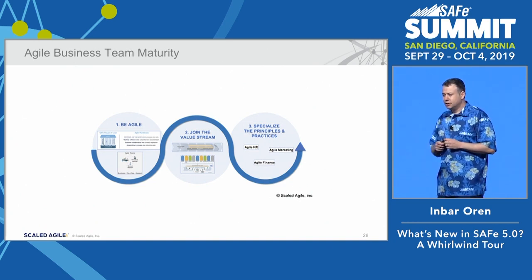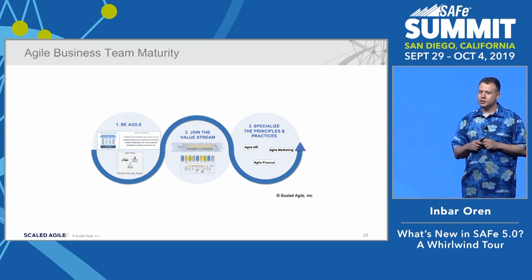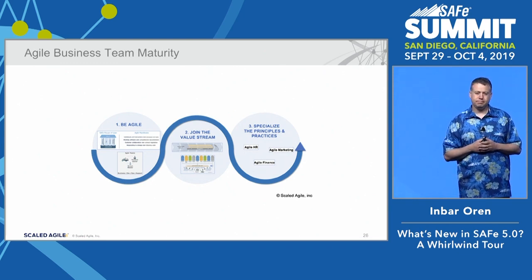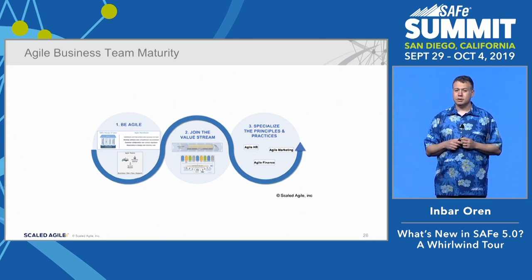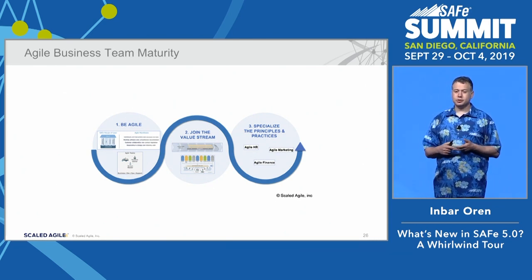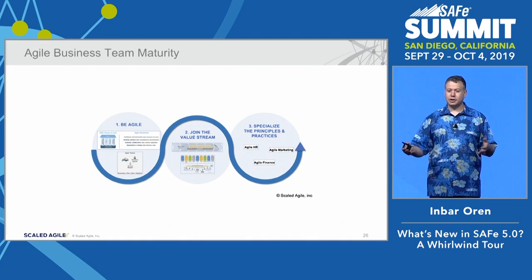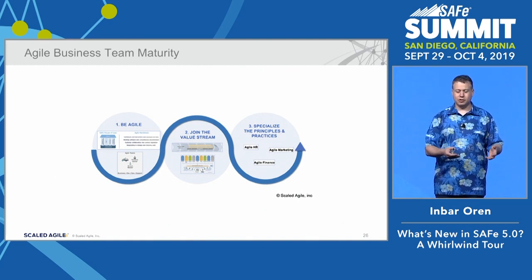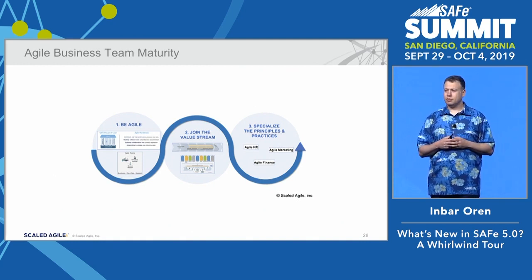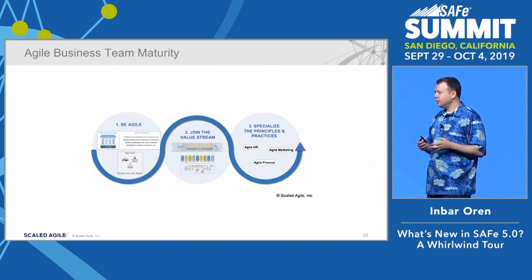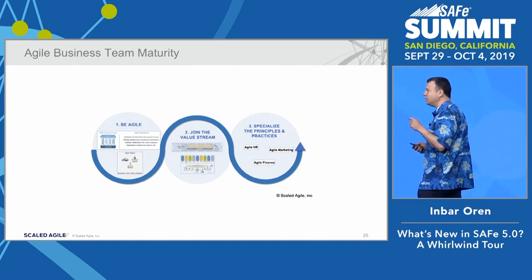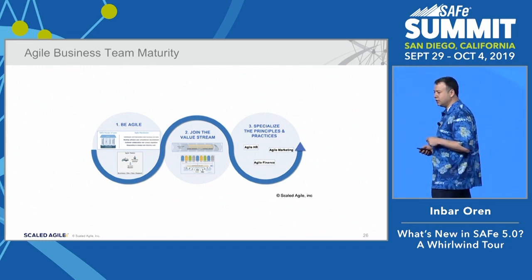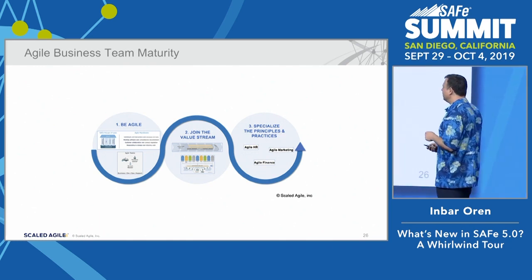be agile? So if you go to the Agile Teams article, you'll find this graphic there talking about the journey of a business team. We have to start by being agile. We have to start by being an agile team. We have to have a Scrum Master, we have to have a Product Owner, and they need to start working in an agile fashion, doing iterations, doing stand-up meetings. But it doesn't stop there. We need to get that team on the train. We need to get them to join the value stream. So the next step for an agile team is to join the value stream.